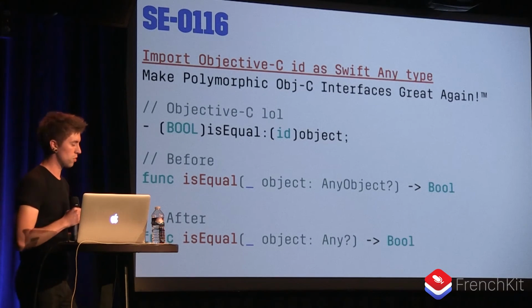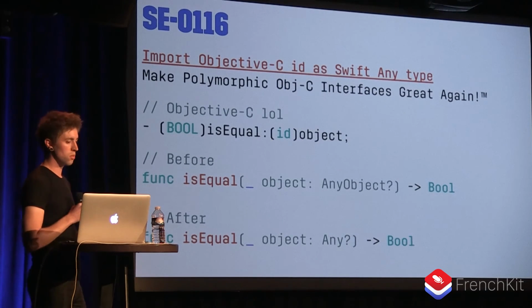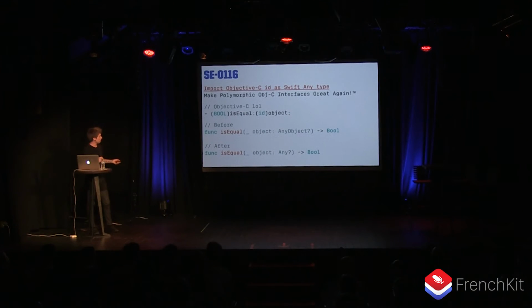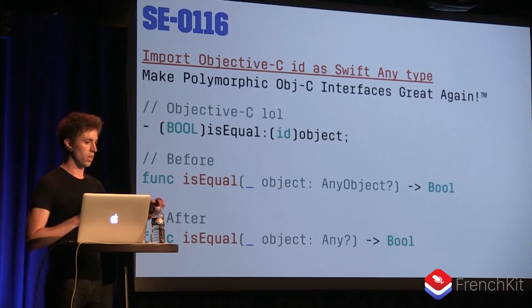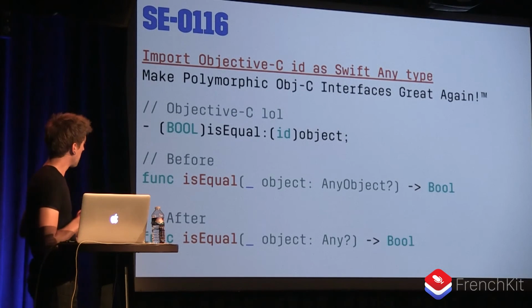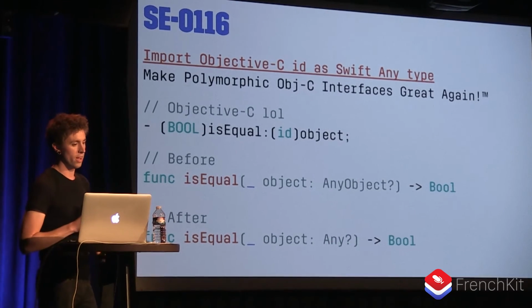And a more recent proposal was 116, which changed how Objective-C id is imported into Swift. So if we had a method like isEqual, before it would be imported as AnyObject, which is a reference type, so any class, any object. And after, this would be imported as Any, which could be a value type. So it could be an enum or a struct.